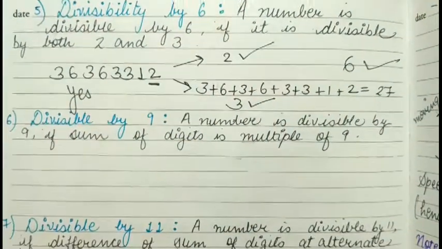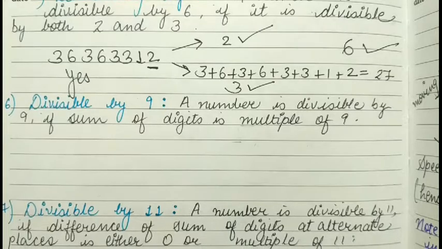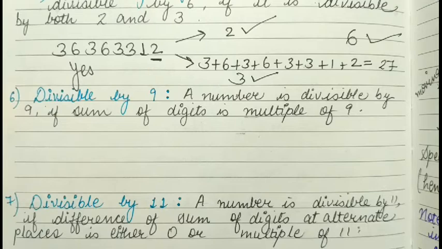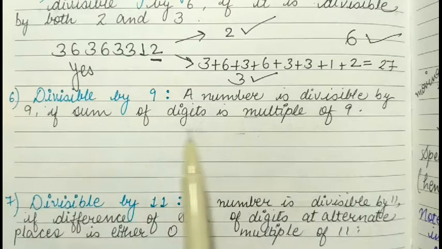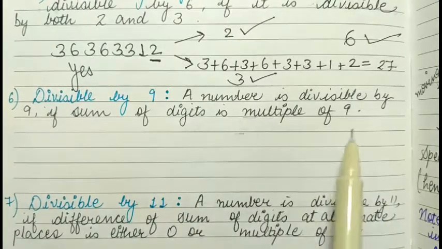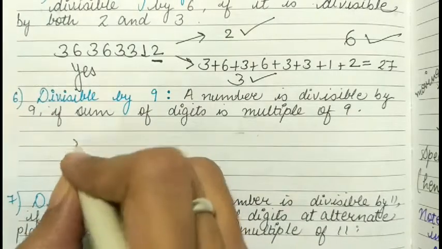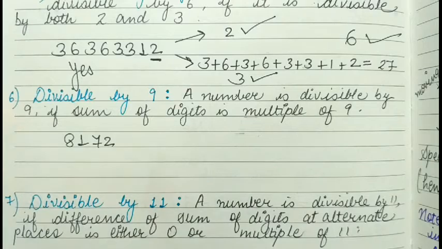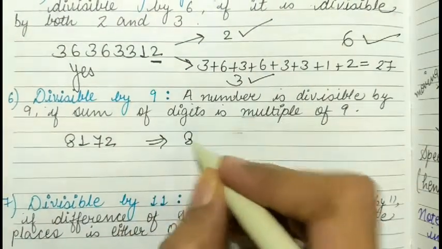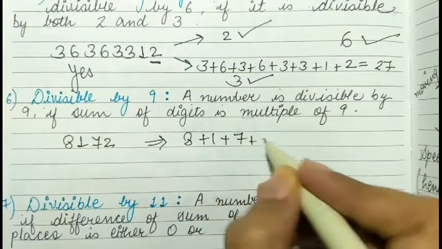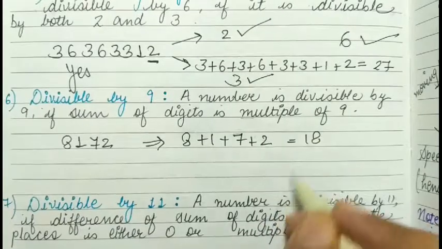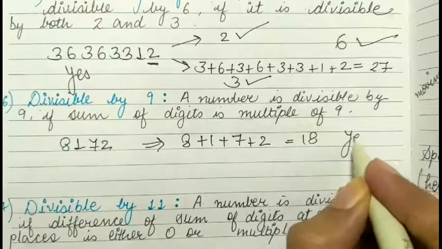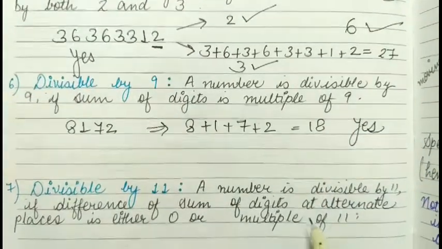Next rule is how to check whether a number is divisible by 9 or not. It is same as we have checked for 3. Just add the numbers and check whether the resultant is a multiple of 9 or not. For example, we have to check 8172. For this, first step will be add them all. 8 plus 1 plus 7 plus 2. It will become 18. 18 is a multiple of 9. So 8172 is also divisible by 9.